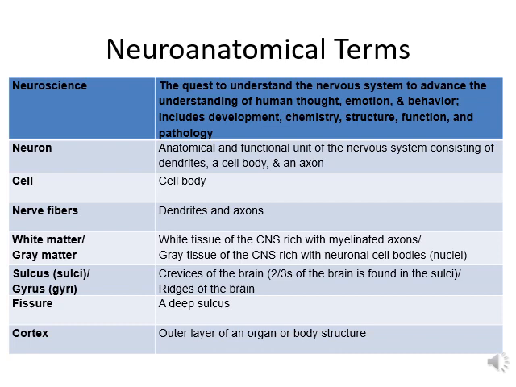In this form, I also listed the terms we already talked about: the neuroscience, neuron, cell, nerve fibers, white matter, and gray matter, and also the cortex. The sulcus or gyrus and fissure, we will talk about later.